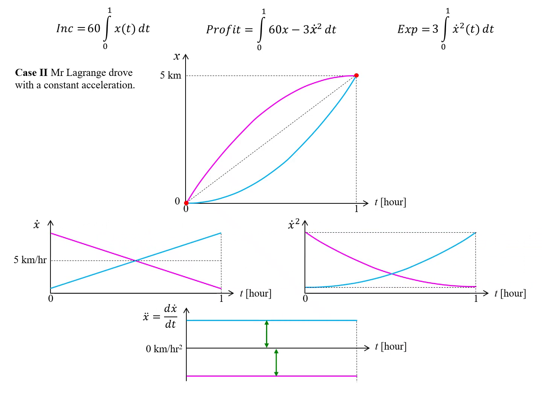It can be observed that the area under the curve of x dot squared in both options are the same, and therefore their expenses are the same. However, according to the x-curves in the top graph, the area under the pink curve is higher than the area under the blue curve, so the pink has higher income and hence higher profit.